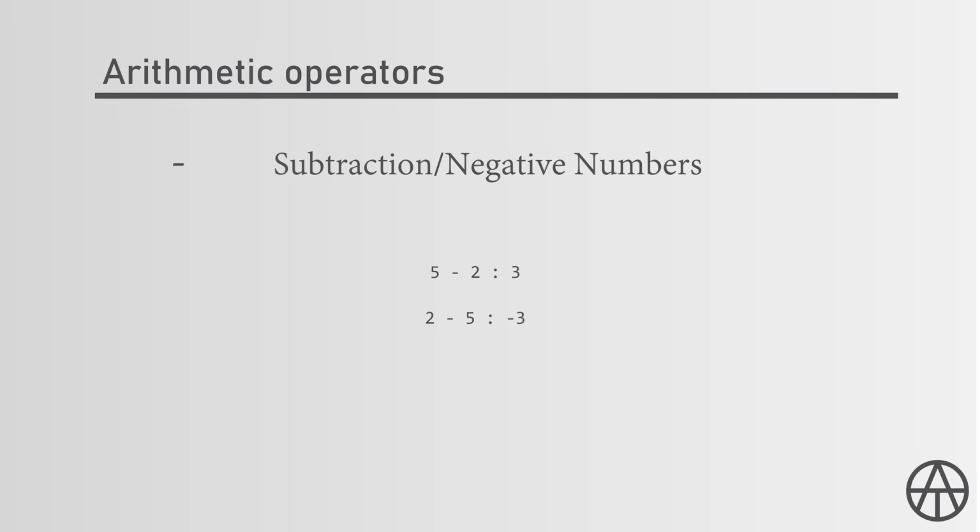The next operator is the minus operator, which is used for subtraction and also for negative numbers. So if you say 5 minus 2, it's going to say 3. And if you say 2 minus 5, it's going to say minus 3. And it doesn't do anything with strings or lists. So you're going to have an error if you use that operator with a list or a string.